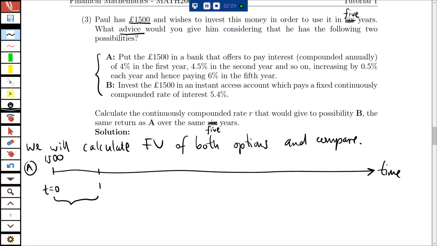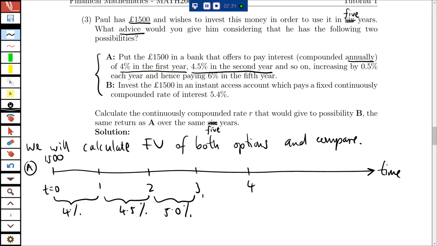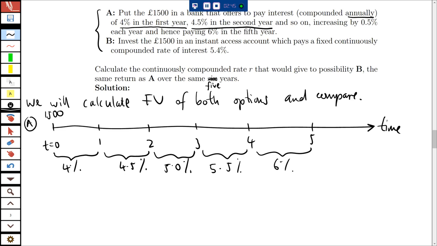What's important is in the first year, interest is 4%, and that is paid annually, compounded annually as well. In the second year, the rate goes to 4.5%. The third year, well, it's rising by 0.5% each year, so we have 5.5, and in the final year, 6%. Okay, so annually compounding.